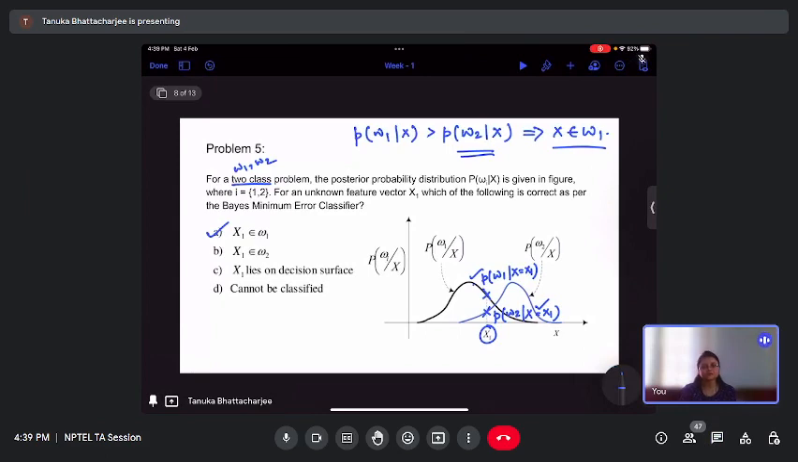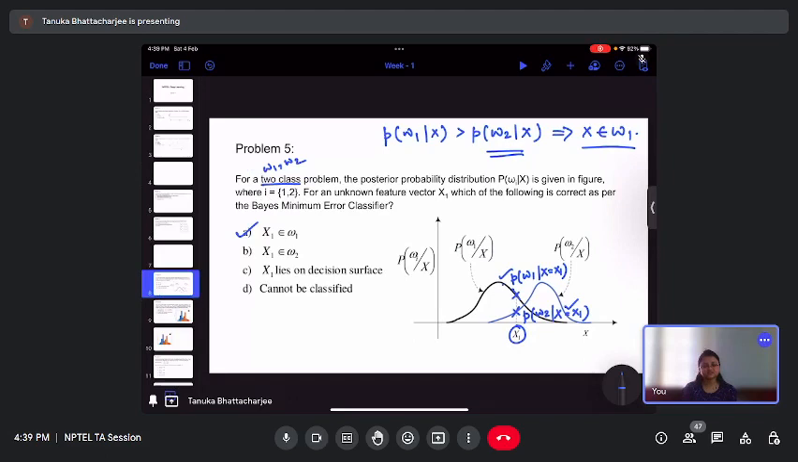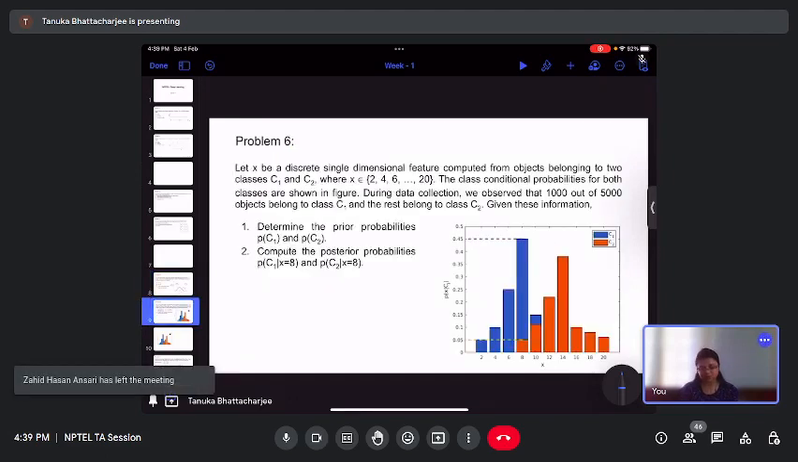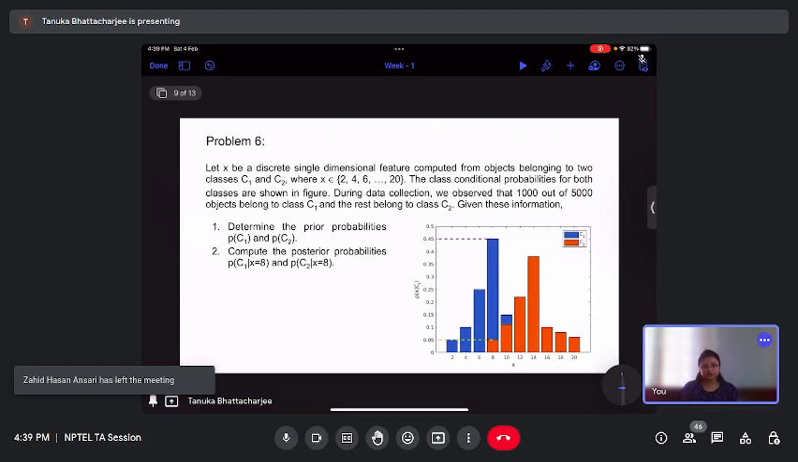I hope the concept is clear to everyone. For any unknown feature vector, you just need to compute the a posteriori probability of both the classes given that feature vector, and whichever class has the higher a posteriori probability, you will assign the feature vector to that particular class. Here all these a posteriori probabilities are given to you, but in the next problem we will try to see some of these probability concepts, how to compute them.